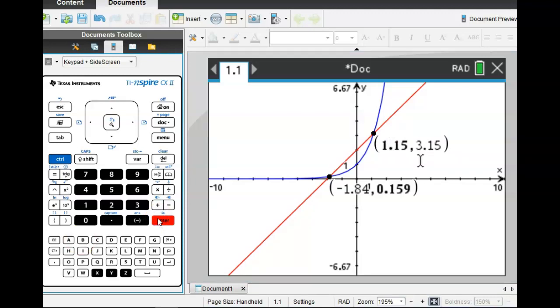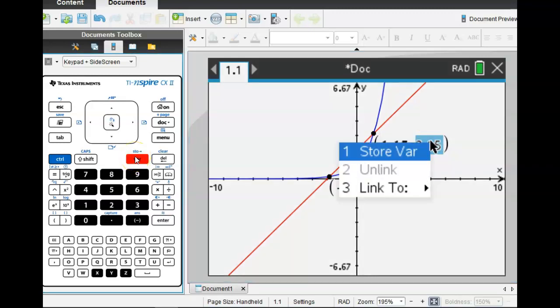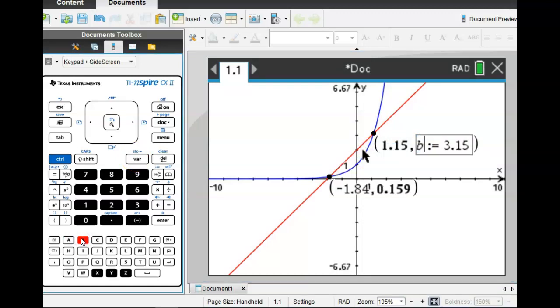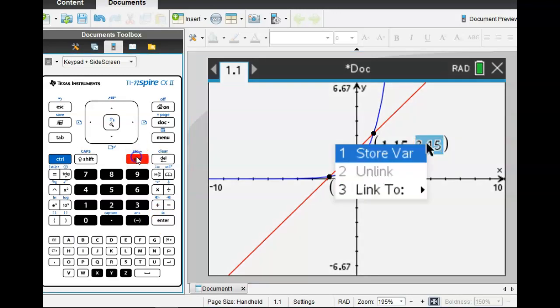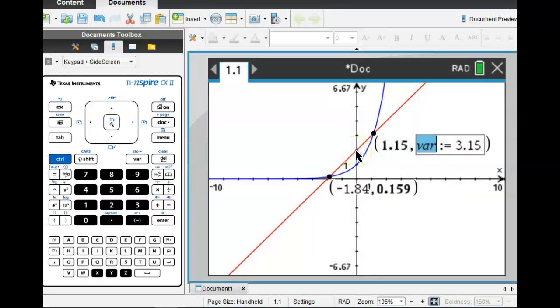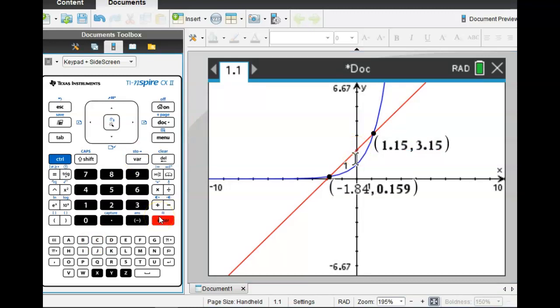That might have been an accident. Okay, so I stored the wrong one. So I'm going to grab that, store variable. Am I allowed to call that one B2? No. Oh, yeah. It's still connected. Okay.